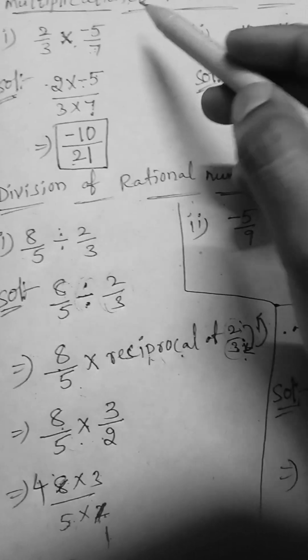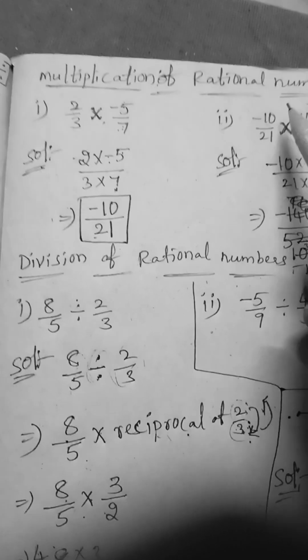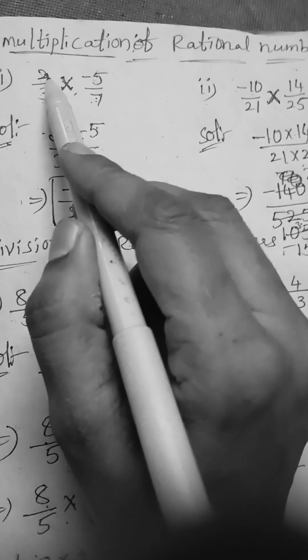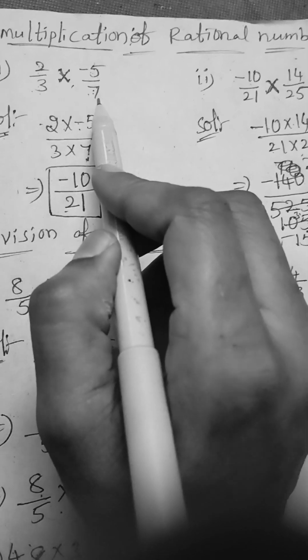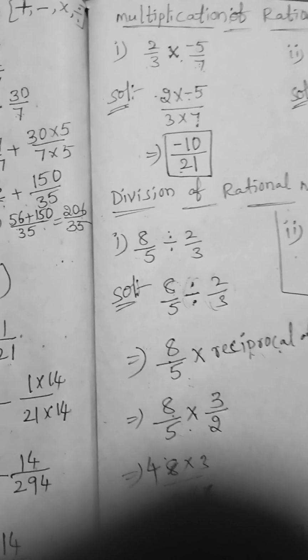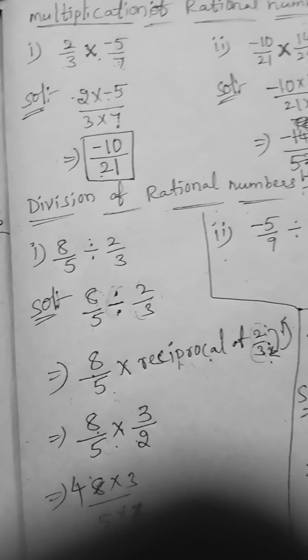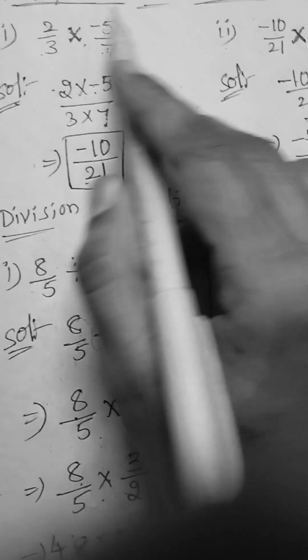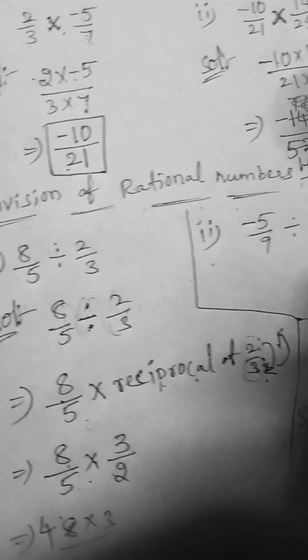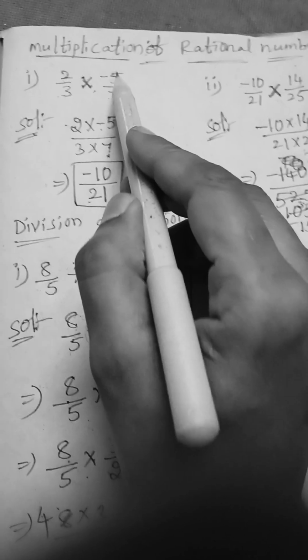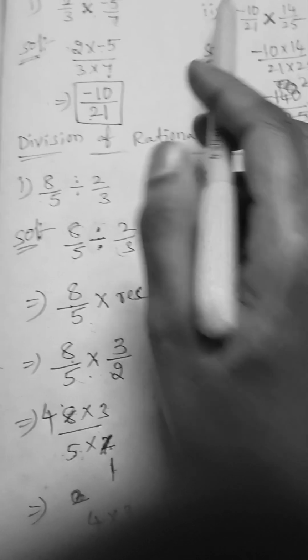In the multiplication of rational numbers, you can do it directly and easily: numerator into numerator, denominator into denominator. No need to check all this LCM or cross multiplication. Only if an addition symbol or minus symbol is there do you have to check cross multiplication. In the multiplication of rational numbers, you don't do LCM or cross multiplication. Directly you do numerator into numerator, denominator into denominator. That is the multiplication of rational numbers.